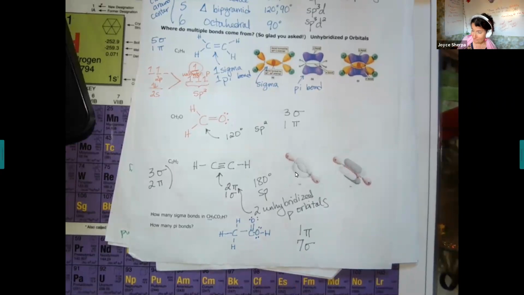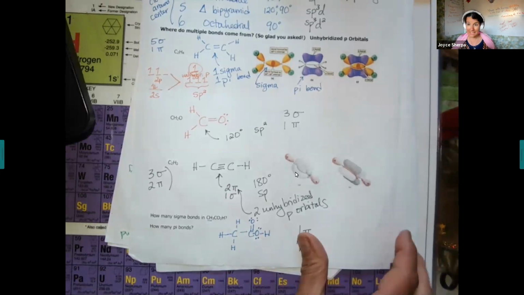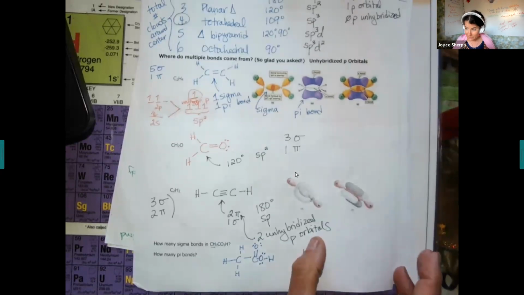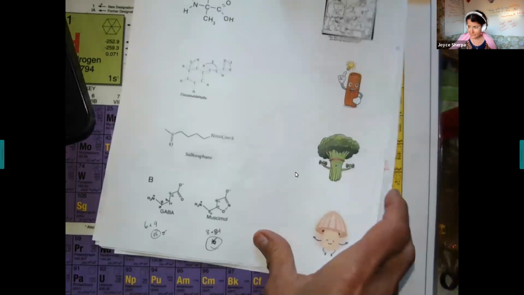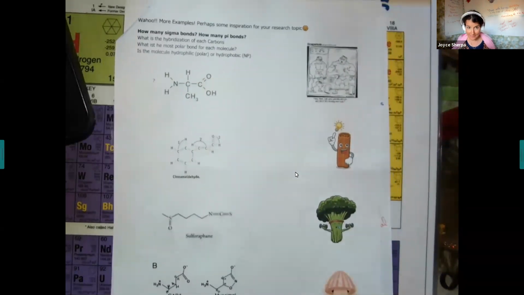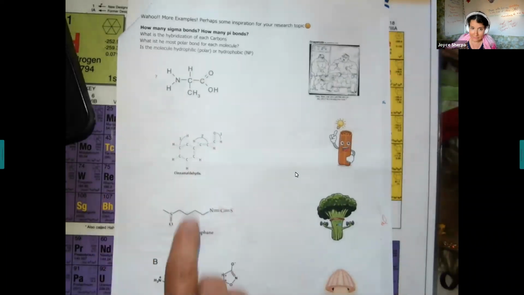Questions. The next page should answer the questions. Anyway, this theory, why Linus Pauling came up with this, is it explains all the stuff we did with Lewis structures. The reason we draw them as Lewis structures is his structures are much less cumbersome than Linus Pauling's way of drawing the structures. So the next page, these are drawn.